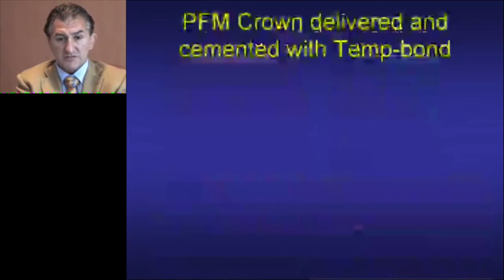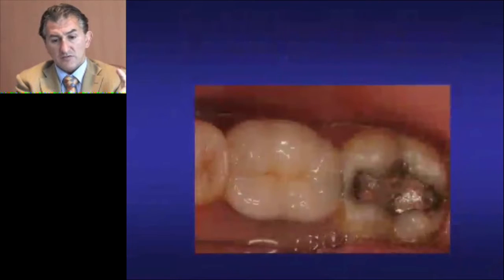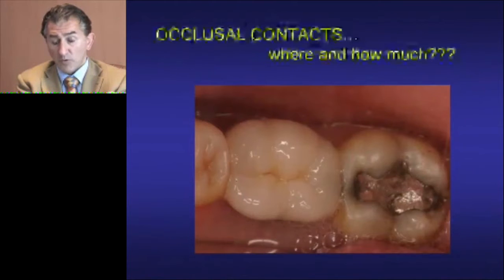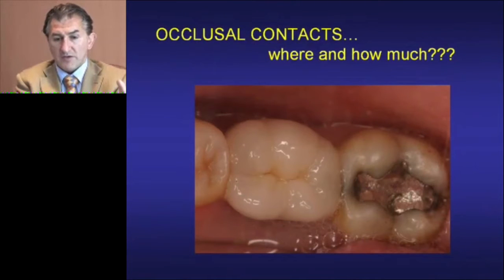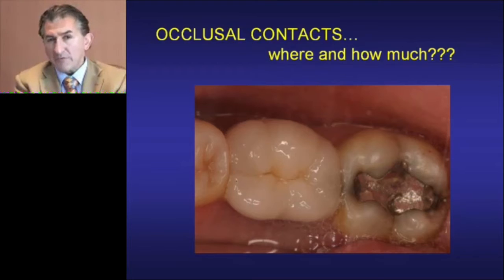And when we deliver a single unit PFM crown delivered with Tempon, another topic we sort of discuss is the occlusal contacts. And if we look at a single unit molar that has been restored, well, they say let's make the contact in a light occlusion. Well, I always ask my colleagues, what is the definition of light occlusion? How do we measure that? And how do we know where our occlusion really is?